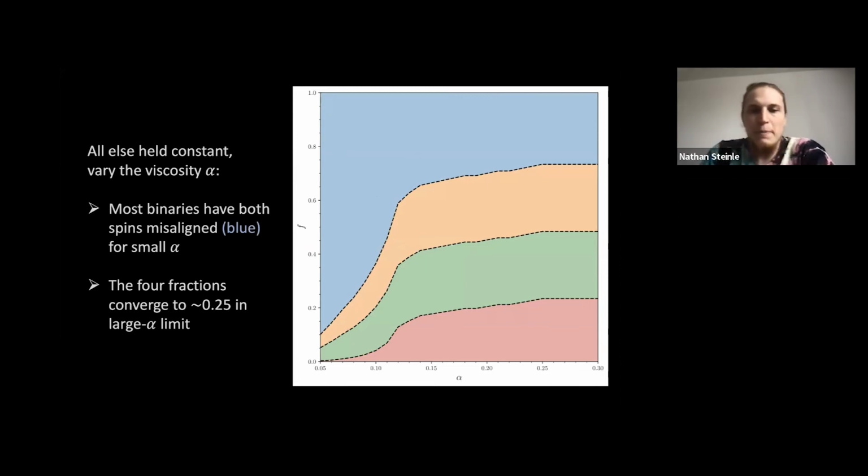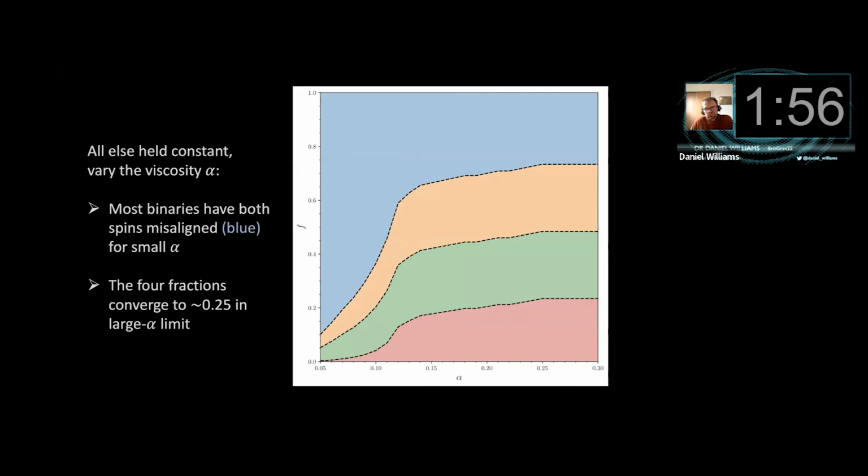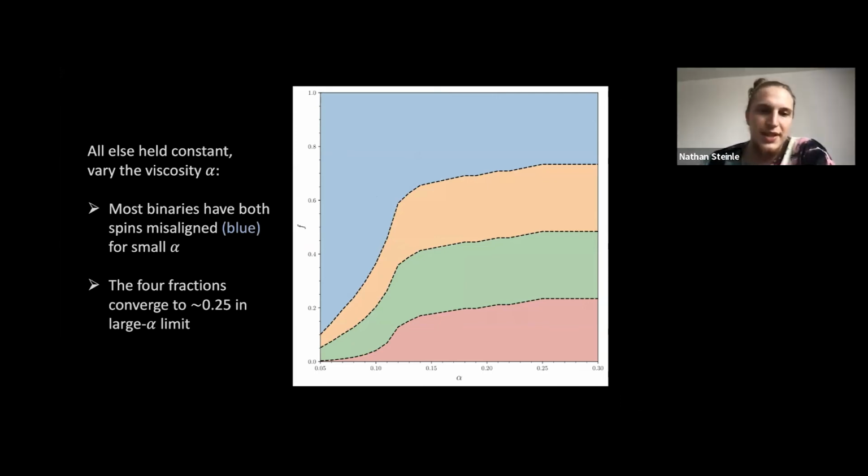For smaller values of alpha, which correspond to less viscous disks that are more prone to breaking, more binaries encounter a critical angle, and the fraction that have both spins misaligned is therefore larger. That's why the blue region is so large at small alpha. And then in the limit of large alpha, you have more viscous disks that are less prone to breaking, and more binaries are aligning. These fractions basically converge to about a quarter, because that little black box that I showed you before has shrunk to the center of that scatter plot, which basically just cuts the plane in quarters.